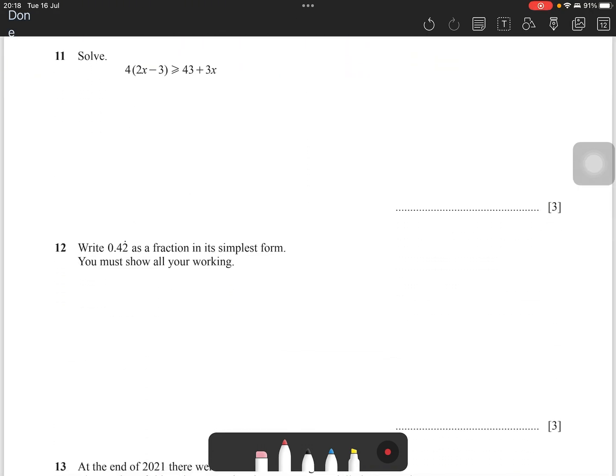Question 11. Solve this inequality. First, we'll expand the left-hand side. 4 times 2x is 8x. 4 times negative 3 is negative 12. Is greater than or equal to 43 plus 3x. Now we'll subtract 3x from both sides. 8x minus 3x is 5x. And we keep the numbers. Now we will add 12 to both sides.